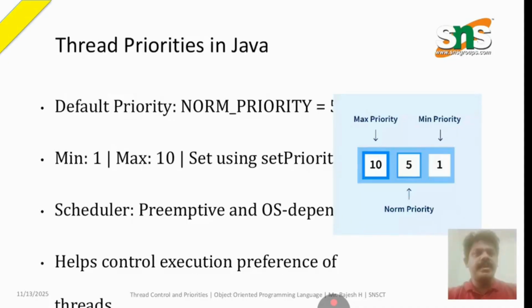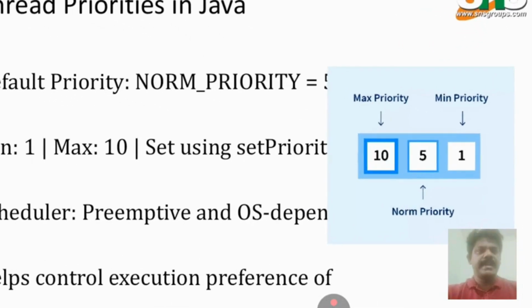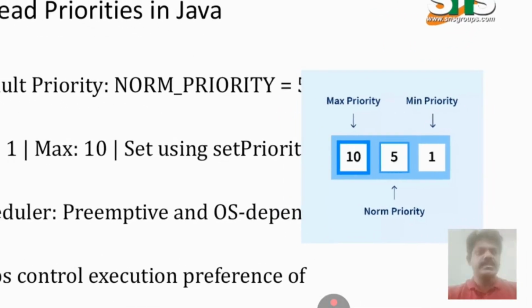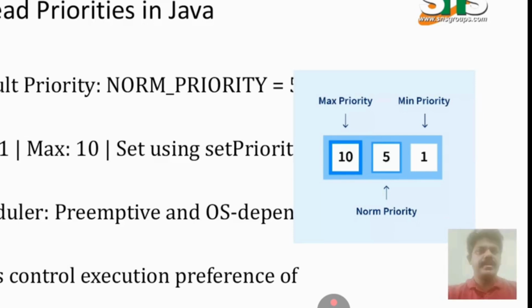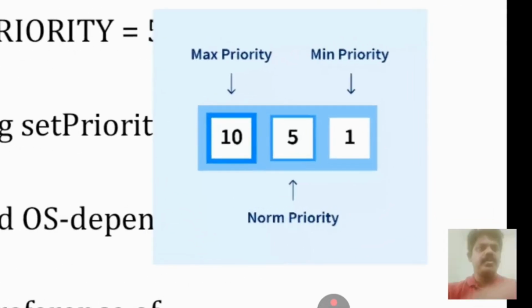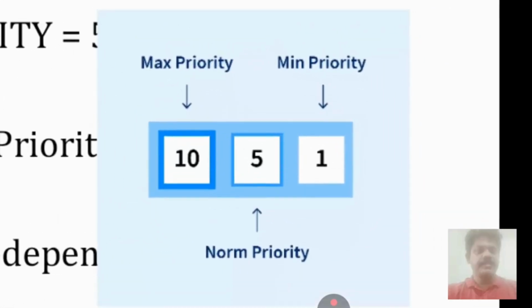Then the thread priorities: here there is the default priority, normal priority, and the other priorities like minimum and maximum. The scheduler here is preemptive and operating system dependent. It helps control execution preference. Look at the diagram: we have max priority, minimum priority, and normal priority. All these three priorities are set with values.